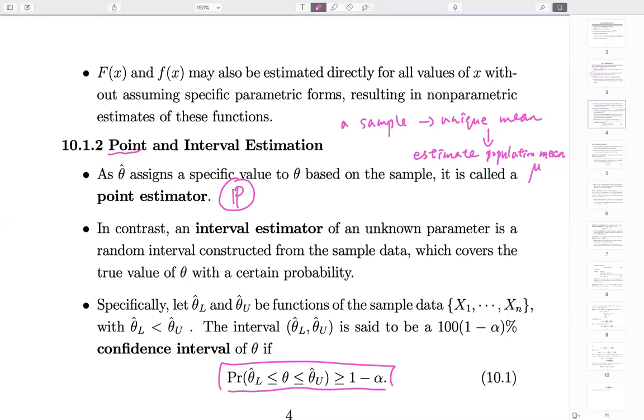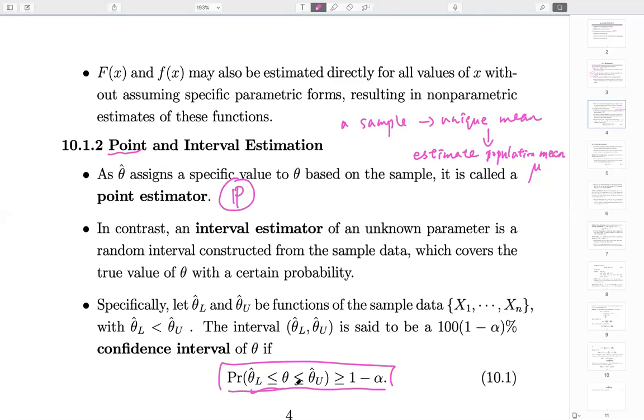So it means I completely missed the true mean, right? The true mean is 1. What I get is 0.99. It's very close, but not exactly. So that's why we don't talk about probability when we use a point estimator.